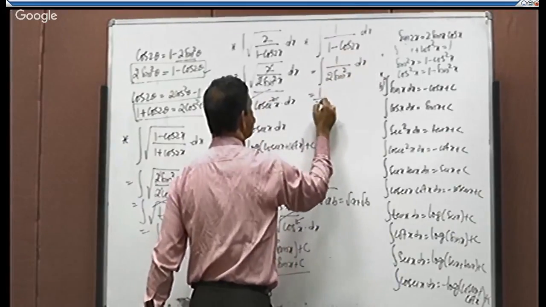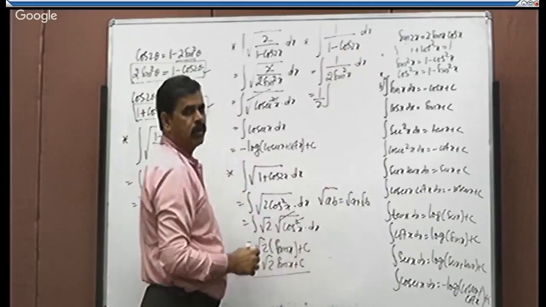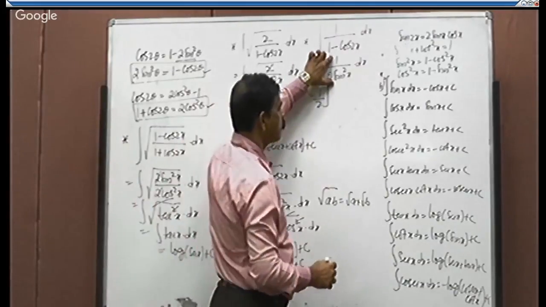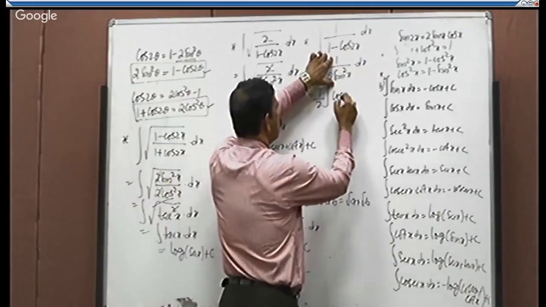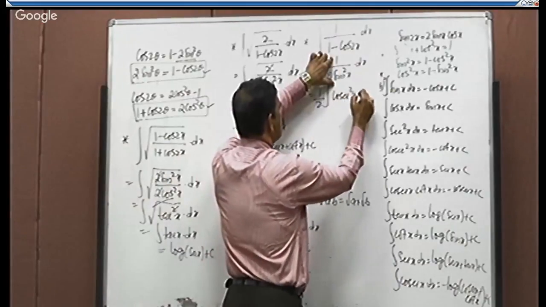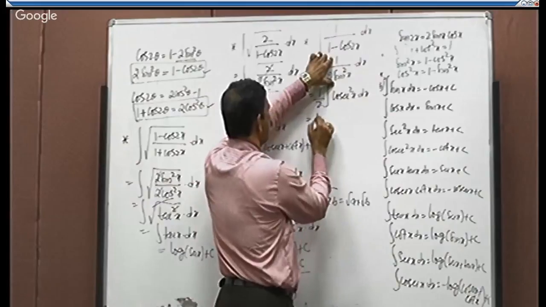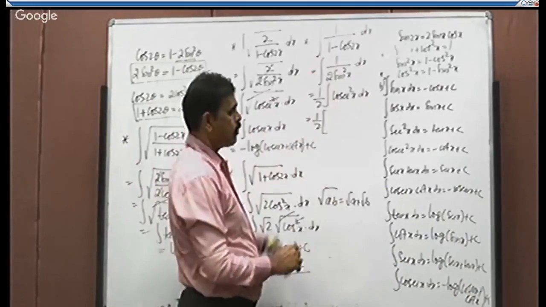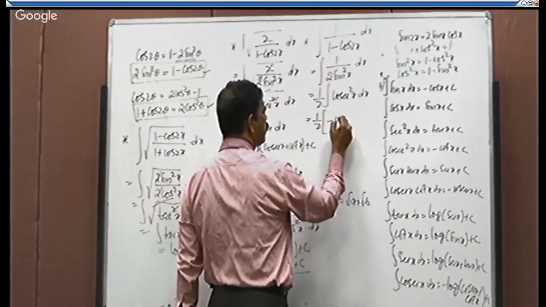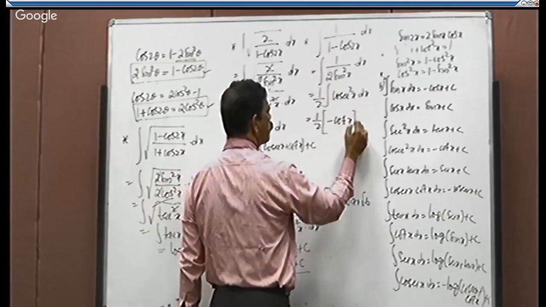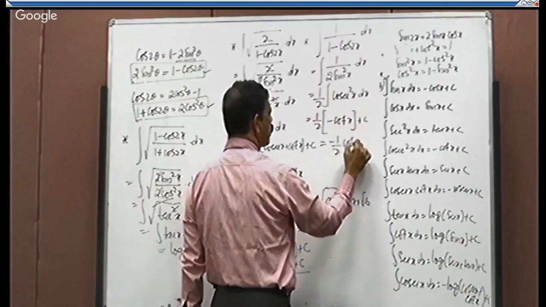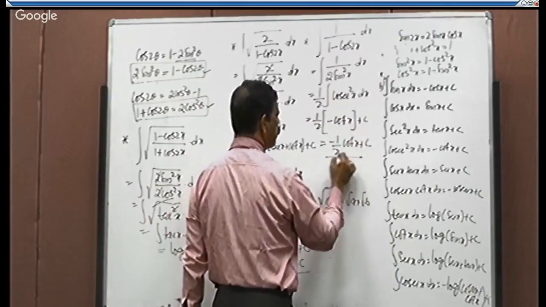You take 1 by 2 outside. What is remaining? If I take 1 by 2 outside, the remaining thing is 1 by sin square. 1 by sin square is what? Cosecant square x dx. Correct? Keep 1 by 2 as it is. Integrate cosecant square. Cosecant square integration is what? Minus cot x. This is minus 1 by 2 into cot x plus c. Right?